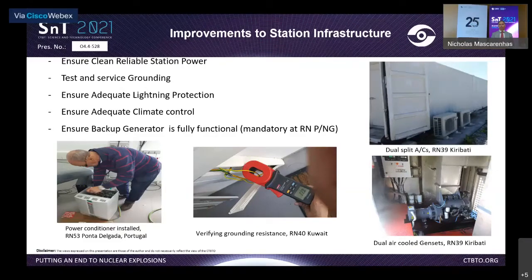And last but not the least, in the rightmost corner, there's a picture of a backup generator. For many of our radionuclide stations, it's mandatory to have a backup generator in case the power fails. And you really have to make sure that they're tested, that they're in good service condition. And the picture on the right is for Kiribati, where we exclusively run a generator. And in that case, we actually had to replace the failing generators with air-cooled gensets after it was found in the marine environment that they couldn't last very long and led to serious problems at the station. Next slide.